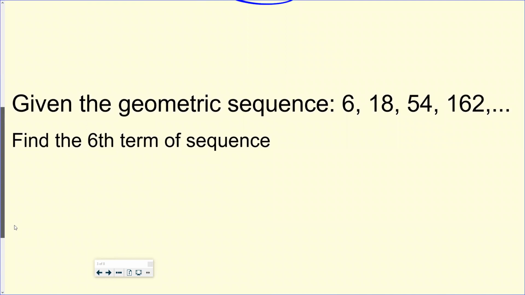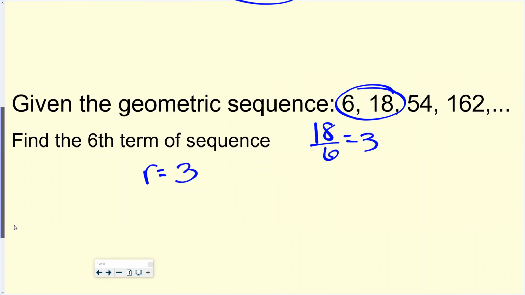So why don't you guys pause the video and try this next one. All right, if you can't figure out what your common ratio is just by looking at it, take the first two numbers and divide them. 18 divided by 6. What is that? That is 3. That tells me my common ratio is 3. And I could have done that with any pair here.